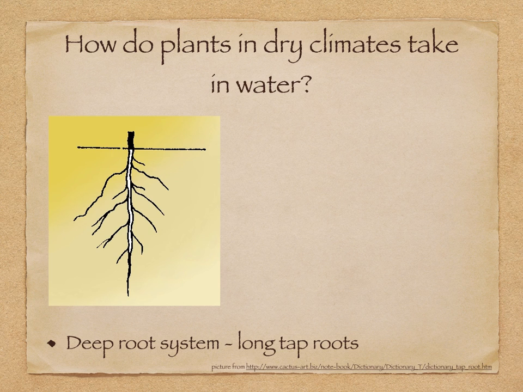Plants in dry environments also have ways of taking in water, for example, a deep root system. So with long tap roots that go deep into the ground, and most acacias have got long tap roots, absorbing surface moisture from the surface of the leaf.